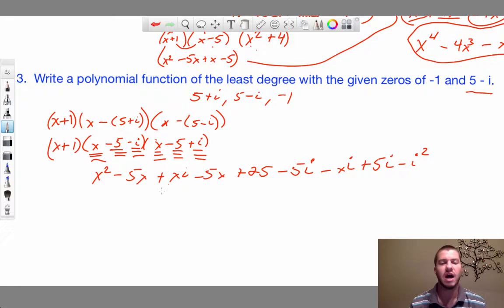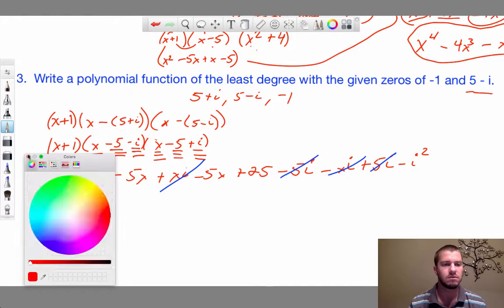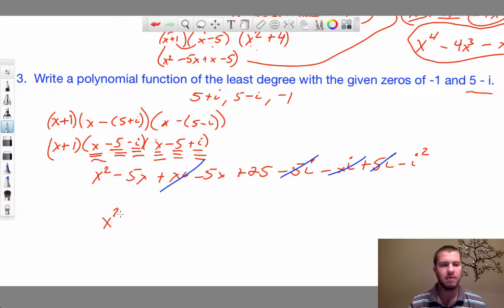Now, because these are conjugates, what should happen is all the i's should cancel out. And if you notice here, I have positive xi and negative xi. Those two are going to cancel out. I have negative 5i and positive 5i. Those two cancel out. And now I can go ahead and simplify my like terms. Nothing's combining with x squared. The negative 5x and negative 5x becomes negative 10x, positive 25, and then I have this negative i squared, which is going to become positive 1.